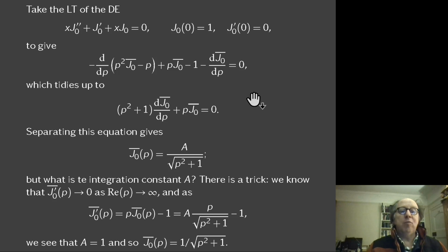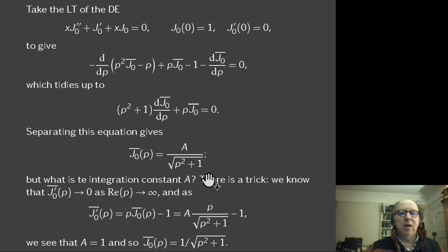So the differential equation has become a simpler differential equation. But at least this one is simple. It's first order and it's separable, or indeed you could do it by an integrating factor, but it's easier to separate it. In other words, dJ by dP over J is equal to minus P over P squared plus 1. And then that gives you straight away that J0 bar is A, a constant, over the square root of P squared plus 1.